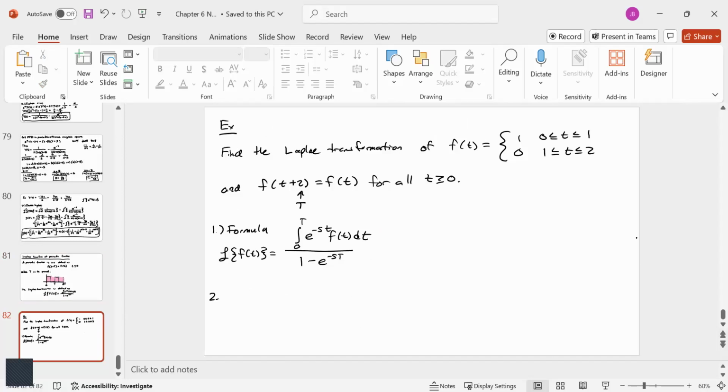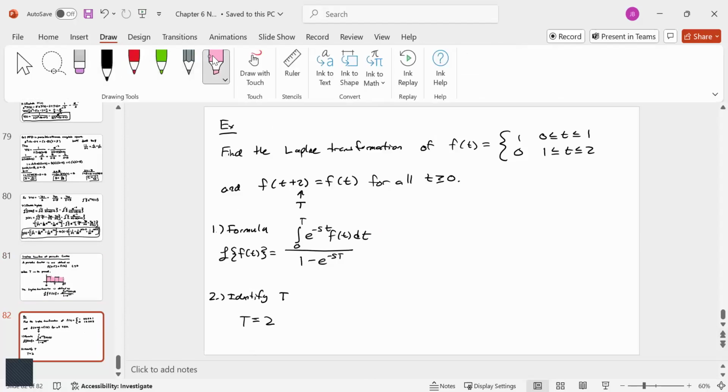Step 2, identify T. So T is equal to 2 right there. And then step 3 is to identify f of t.